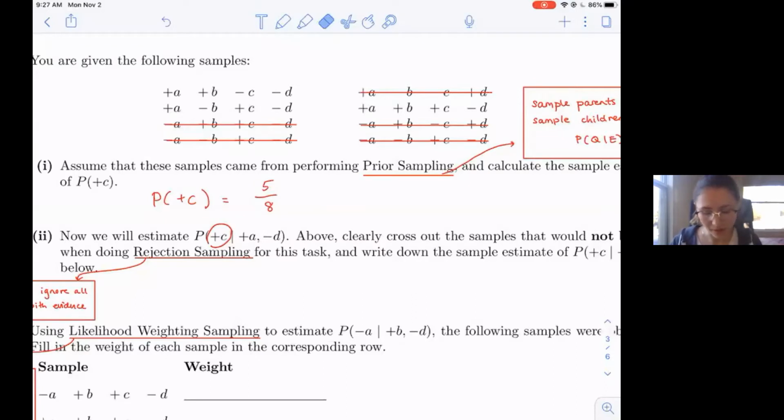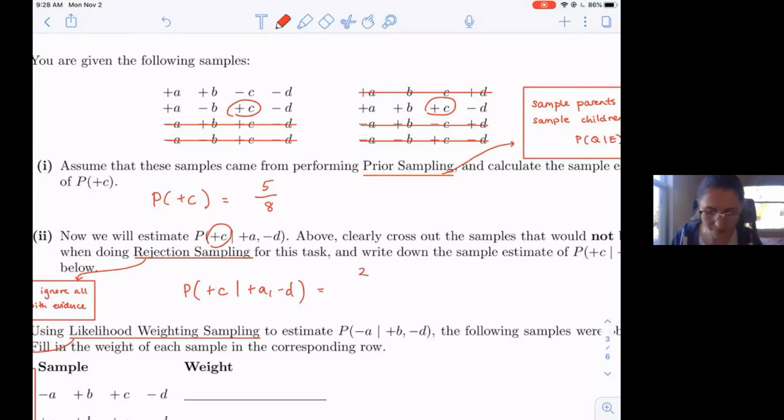So now that we've crossed out all of the samples that are not consistent with our evidence, let's go ahead and compute P of plus C given plus A and minus D in a very similar way to what we did in prior sampling, where we're just going to look at these remaining 3 samples and ask ourselves which of these have plus C appearing in them. That's going to be our numerator. So we're going to count, okay, there's 2 samples out of these 3 remaining samples that contain plus C.